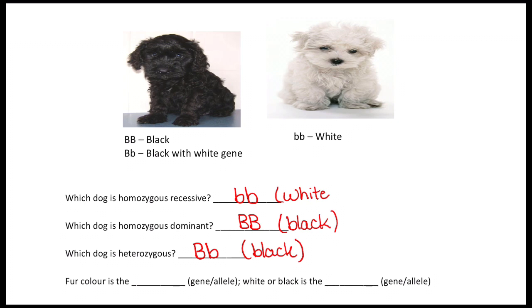So the fur color refers to the gene, and the white or black refers to the allele. So the general trait we are looking at is the gene, so in this case fur color, and the specific version of that, i.e. the color, is the allele.